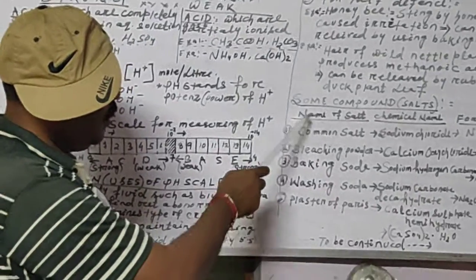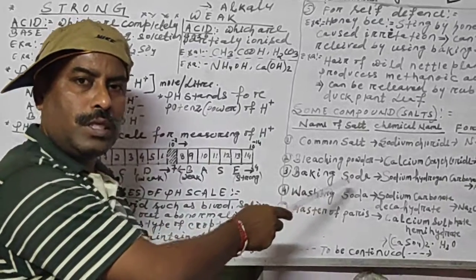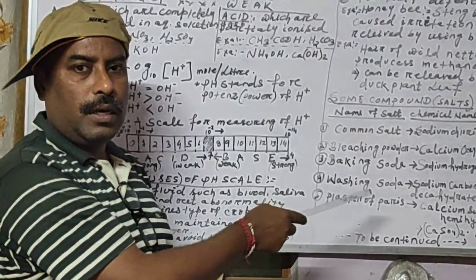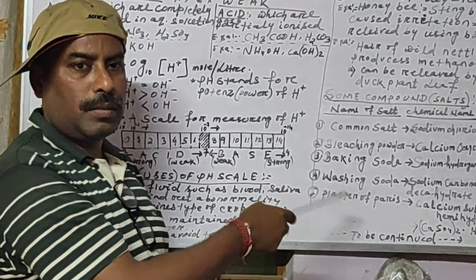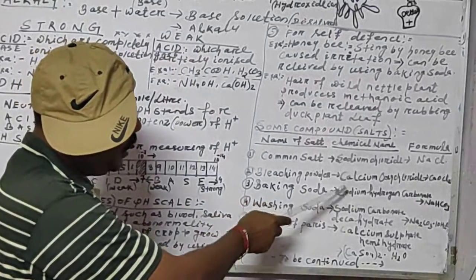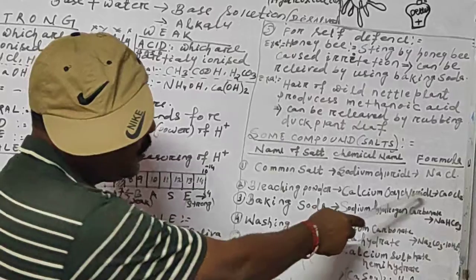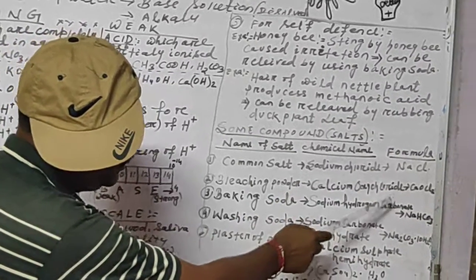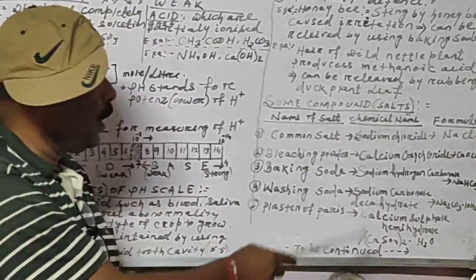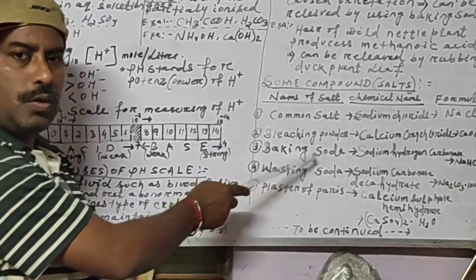Second is another type of salt known as bleaching powder. Generally we use it in our bathroom and toilet to keep germs and infection out. That is called bleaching powder. Its chemical name is calcium oxychloride, and its chemical formula is CaOCl2.